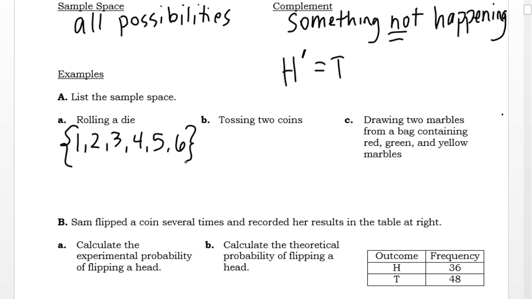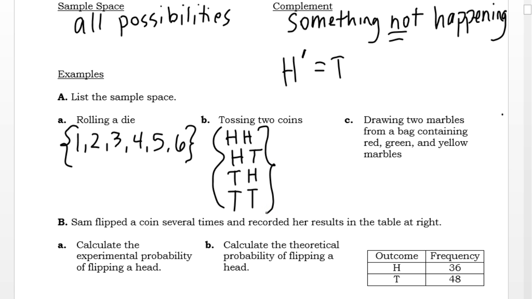Okay, tossing 2 coins. If I toss 2 coins, 1 coin can land on heads, and the other coin can also land on heads. 1 coin can land on heads and the other coin can land on tails. This seems like the same outcome, but it's technically different: the first coin landing on tails and the second coin landing on heads. And then finally both coins landing on tails. My brackets look funny today. But that is the sample space of tossing 2 coins.